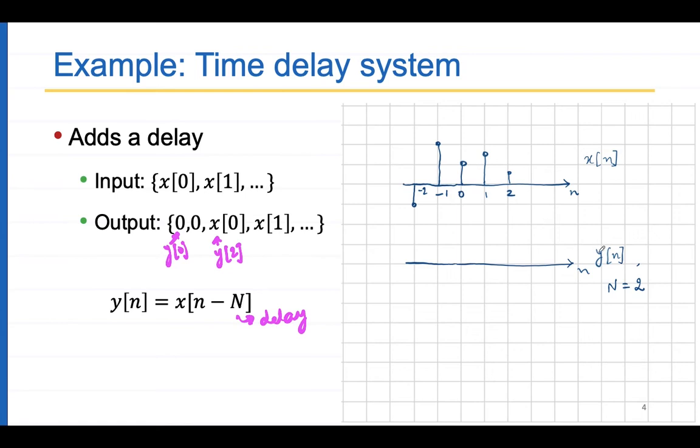Okay, let's look at an example for N equal to 2. When N is 2, my y[0] will be equal to x[0 minus 2], which means x[-2] will appear here. So in this location, the value at minus 2 will be coming, which is minus 1 here. And then again, this is 2. So this value is arriving here. This one is going to 0. This is 1. And similarly, the 0 will be here.